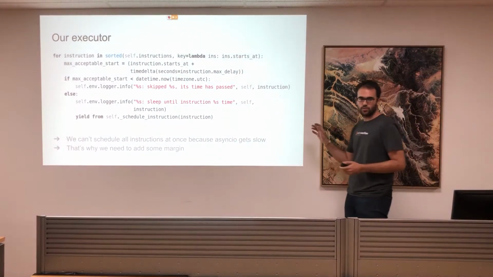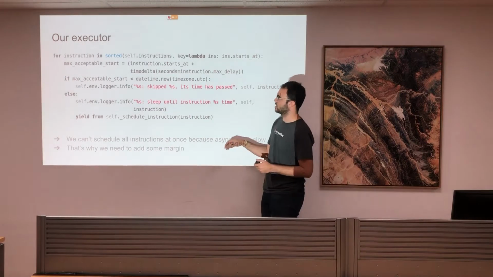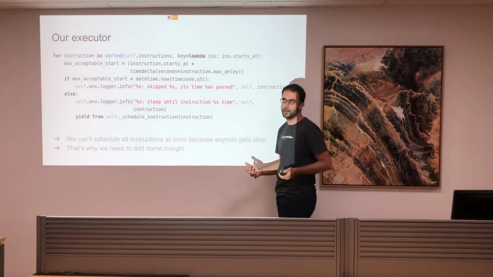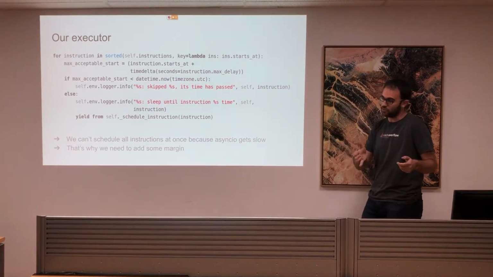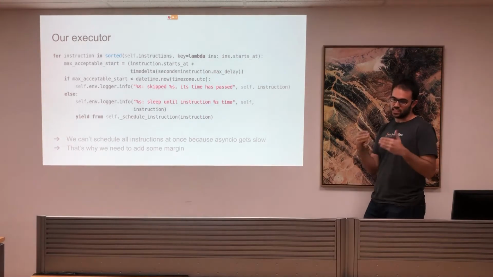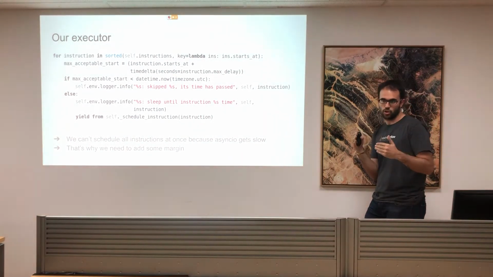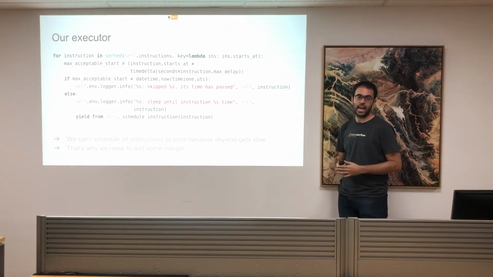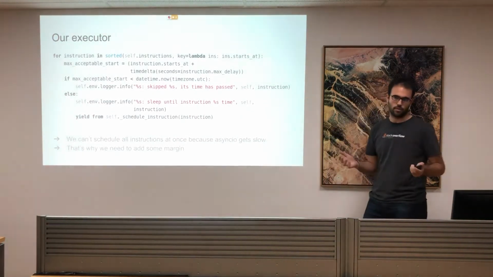And then this is a piece of code from our executor, and as I said, it's super simple. We have some list of instructions, and we sort it by execution time, or the beginning of the execution time, and then we say, okay, if this instruction still has to be executed, so its time hasn't passed already, then I'm going to schedule it, and if not, I'm going to discard it and log something.